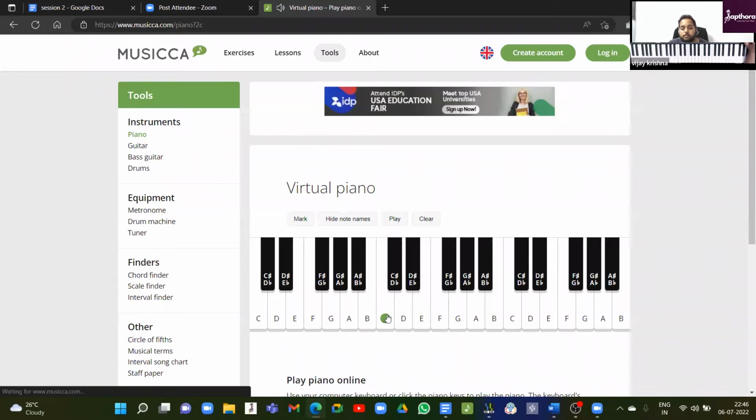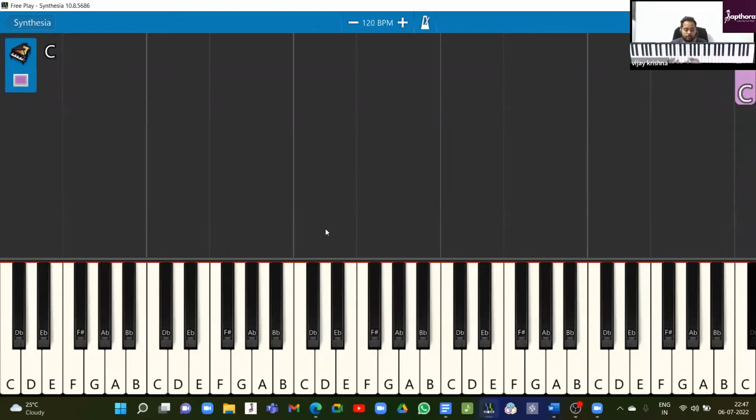Okay, from here, the right hand goes towards the right side up to here, and the left hand towards the left side backwards up to the C. So I'm going to show you on the virtual piano here. So it's the right hand starts on C. So right hand will go towards right side. And left hand will go towards left side.